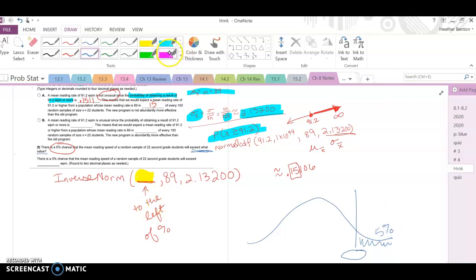So since this is to the left of the percentage, we're looking for this percent, right? So instead of the 5%, since this has to add up to 100, this will be 95%. So when you put this in your calculator, be careful that you put 0.95. And then when you put that in your calculator, it tells you 92.51, to 2 decimal places. 92.51 is the score. Above that is going to be your top 5% of readers, at least in speed.